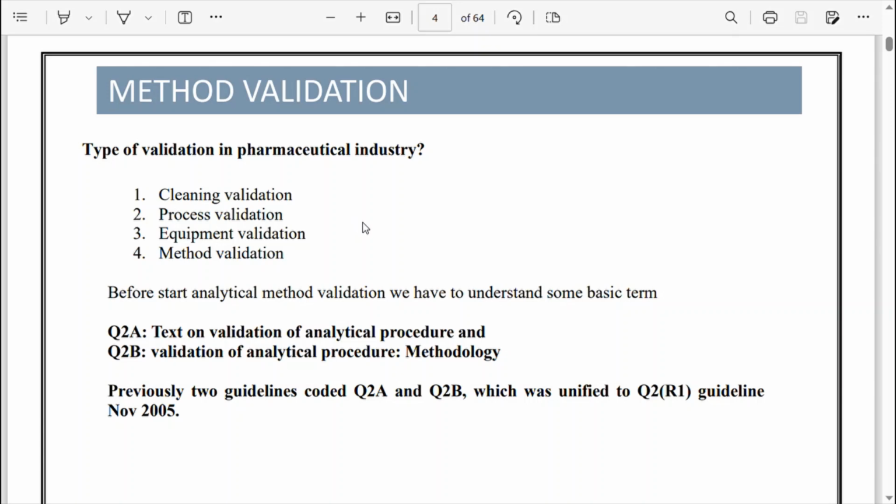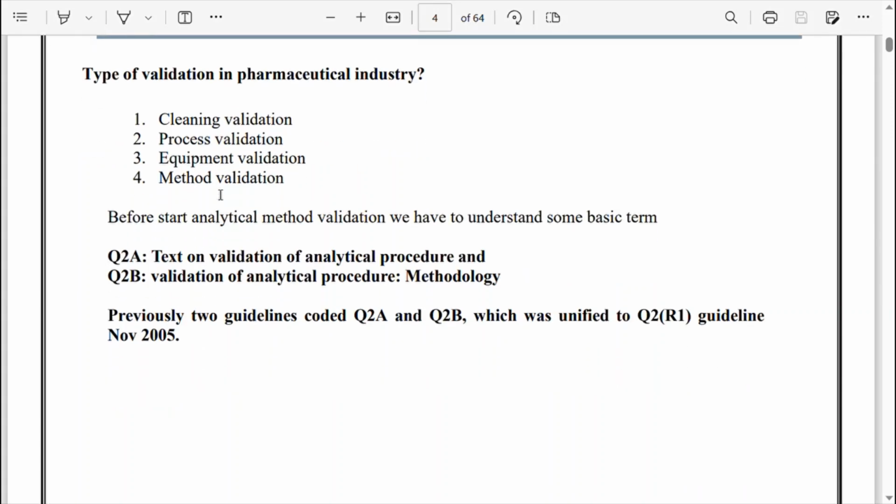Validation in pharmaceutical industry. Generally, four types of validation we will perform in the pharmaceutical industry: cleaning validation, process validation, equipment validation, and method validation. Before starting analytical method validation, we will understand some basic terms.